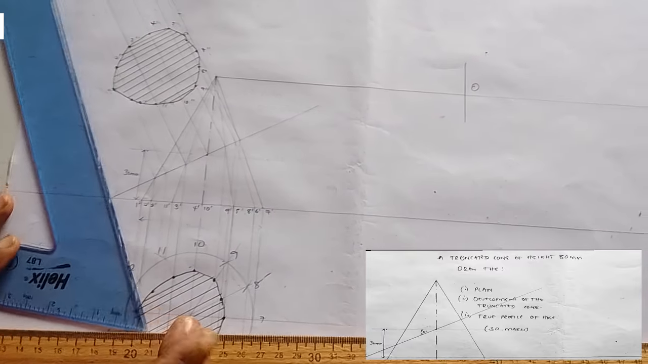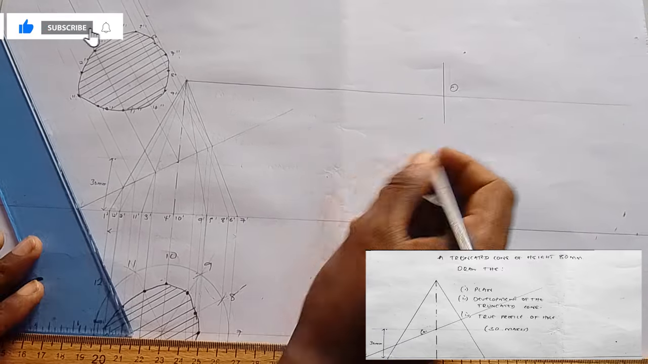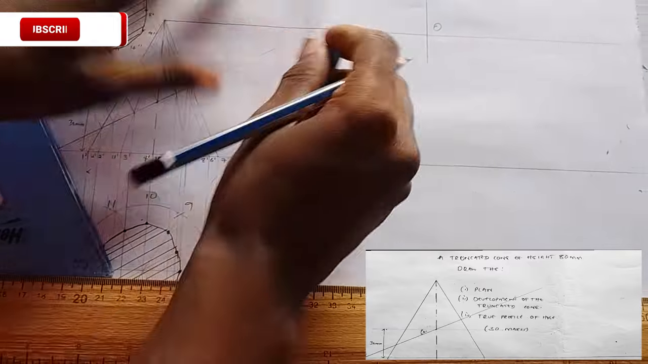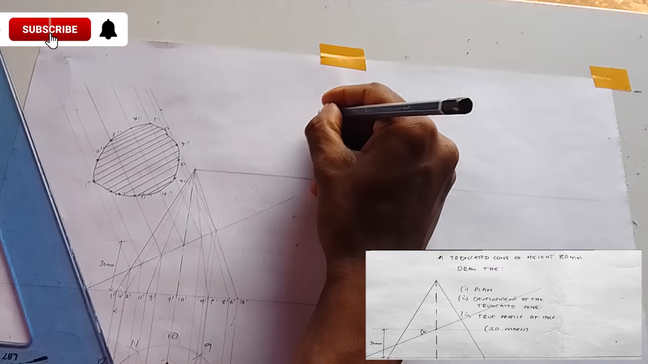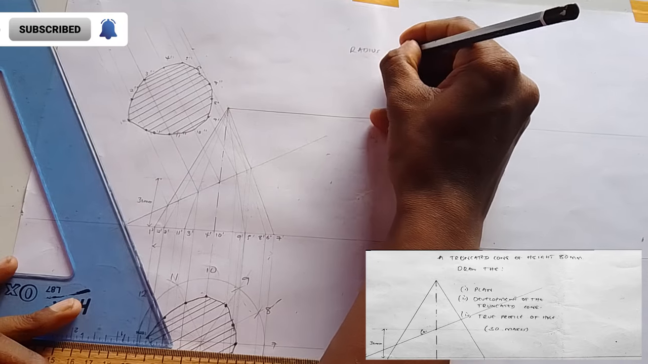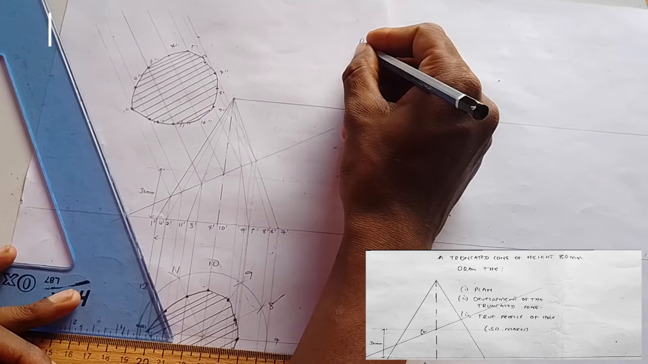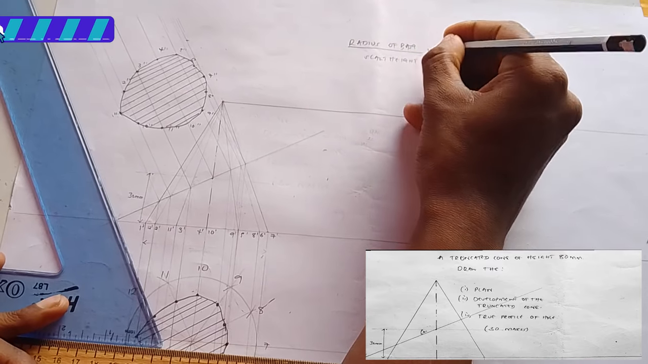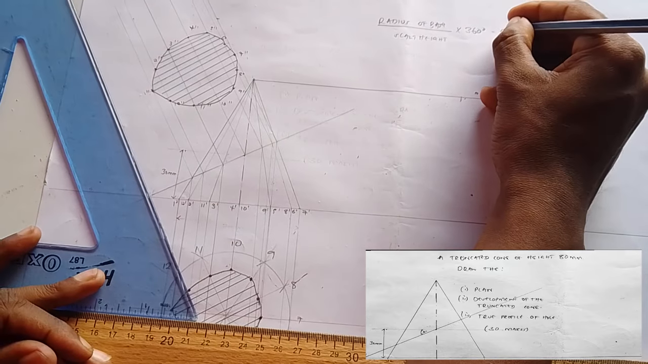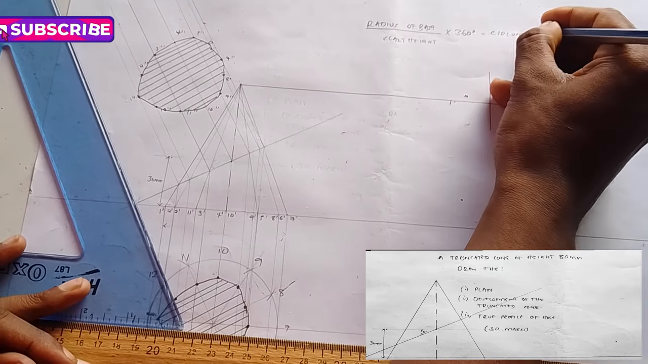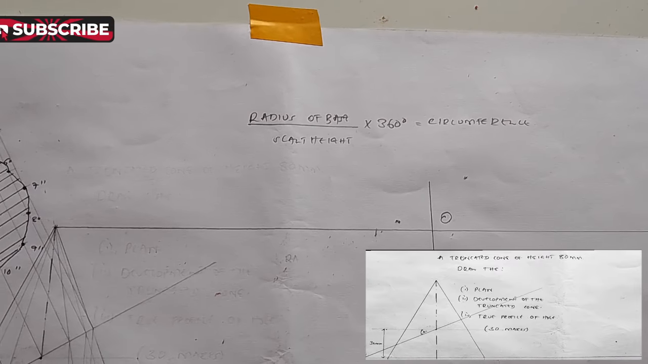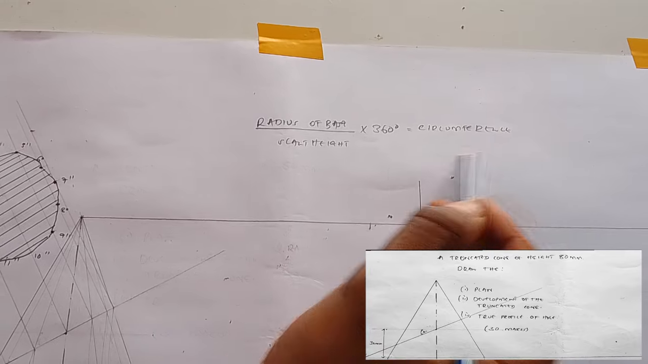Then from there we use a formula to draw the surface development. Let me write it somewhere on top here. It is the radius of the base over the slant height, times 360 degrees, to find the circumference of the circle for the surface development. That is how you do it. You find the radius of the base over the slant height times 360.